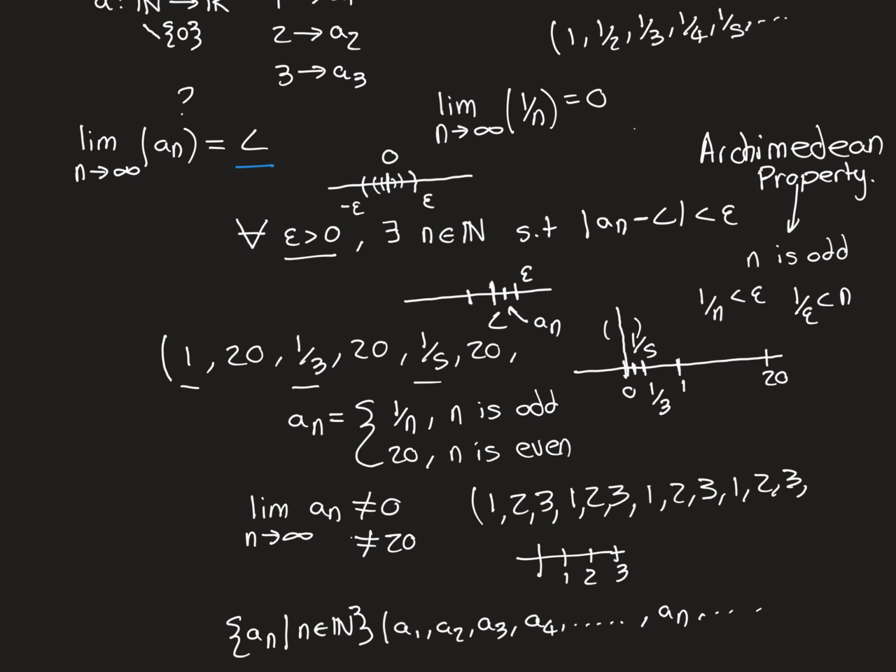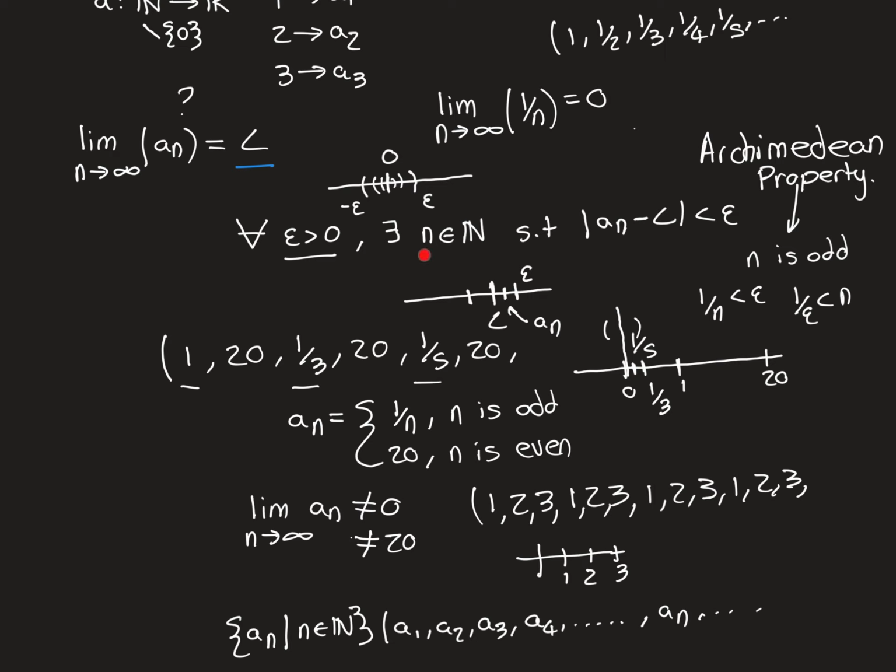So back to limits. So this is not a good definition. This is a bad definition because if we took this as our definition, then it would be true that the limit of this would be equal to 0, or 0 would be a limit of this, but we don't want 0 to be a limit of this. This sequence should have no limit. So what went wrong here?